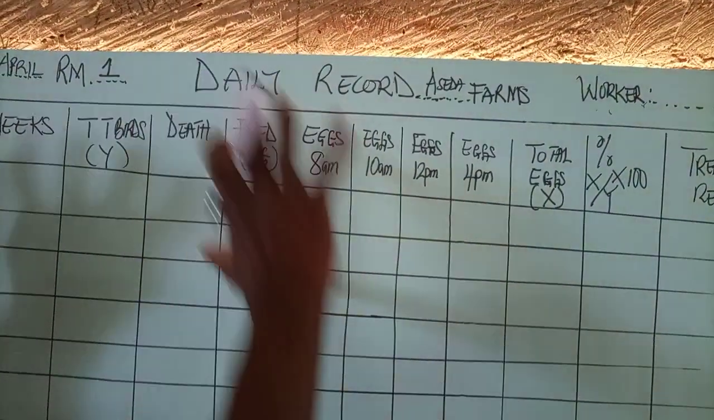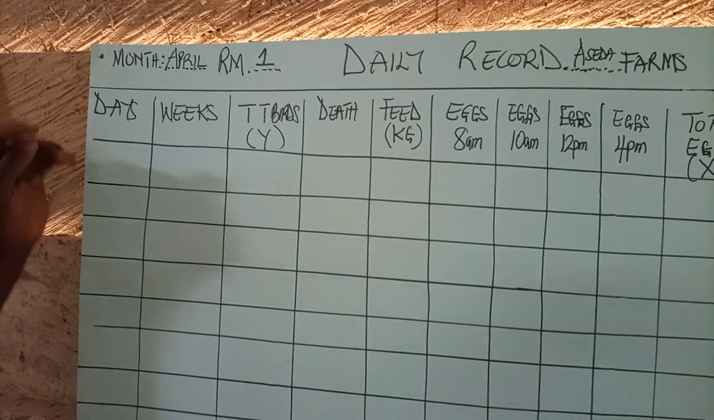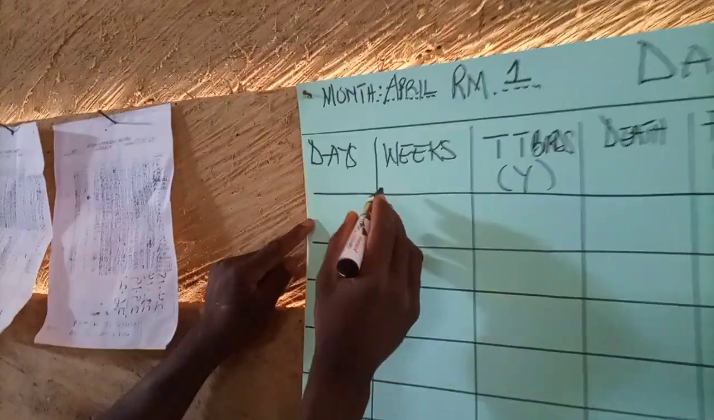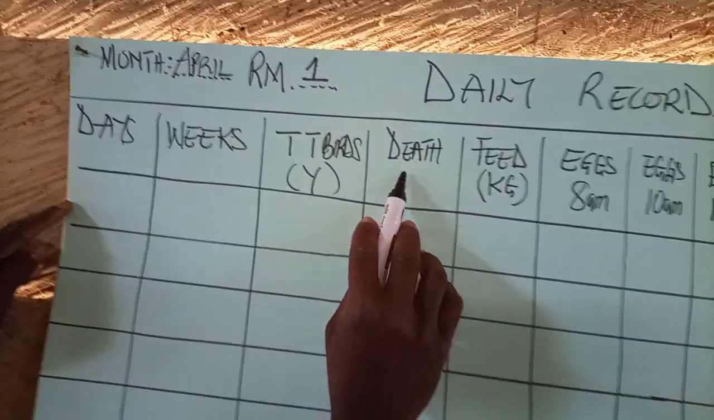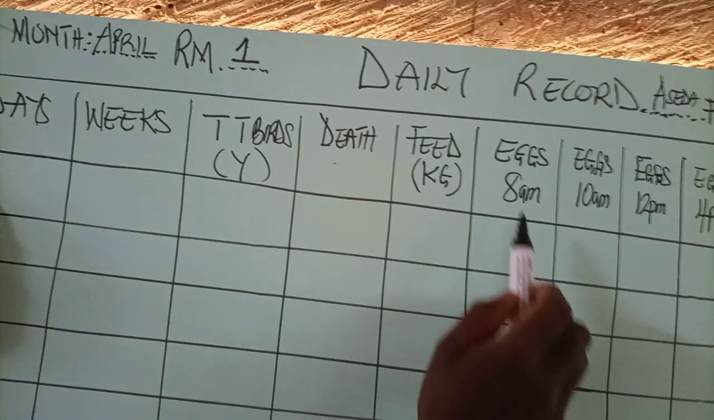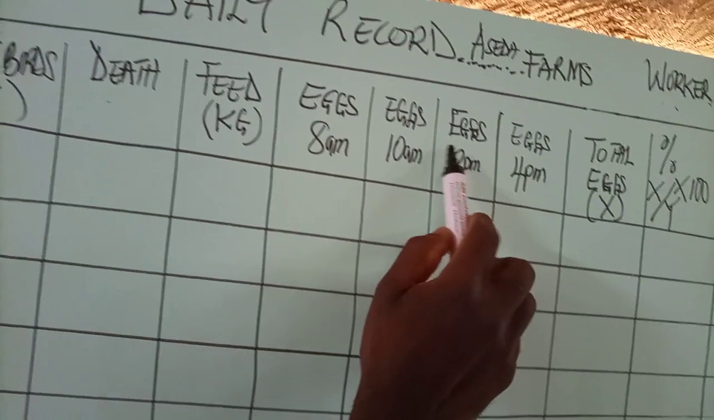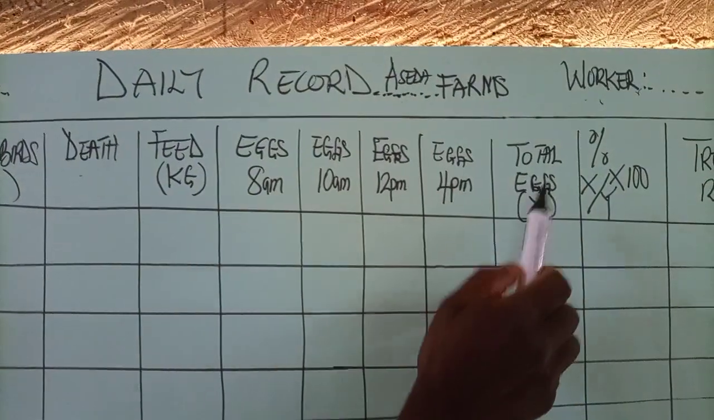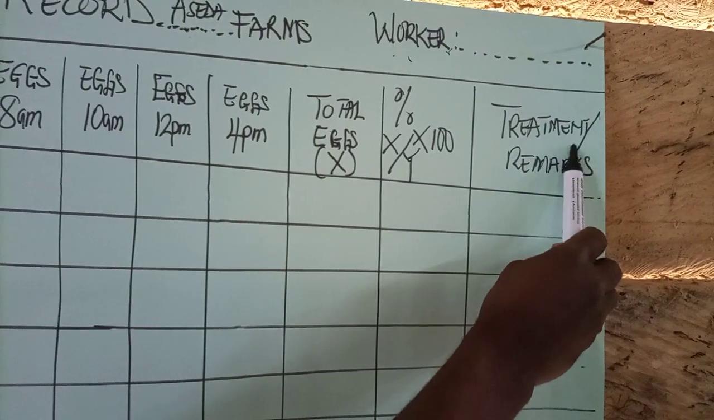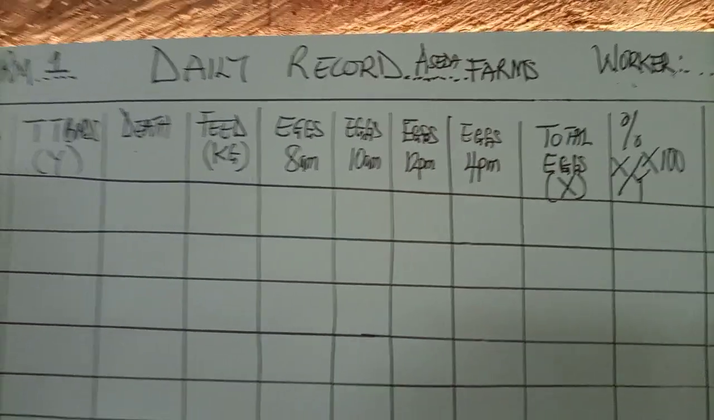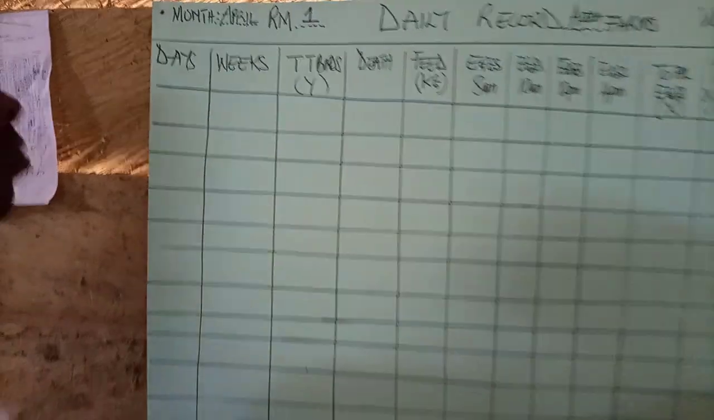It's a chart that you can even print out and put in front of the pen where the birds are. You could see over here there are days, weeks, total birds, death, and then we have feed in kilos. We have eggs at 8 a.m., eggs at 10 a.m., eggs at 12 p.m., eggs at 4 p.m., total eggs, and then you calculate the percentage lay, and the last thing is treatment or remarks. We are going to explain everything bit by bit, so just follow us up.